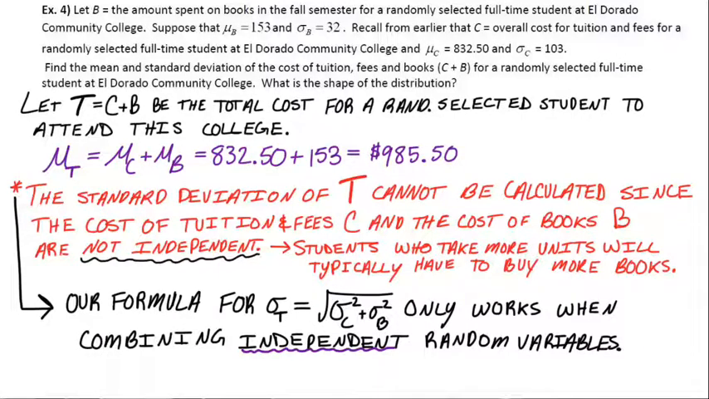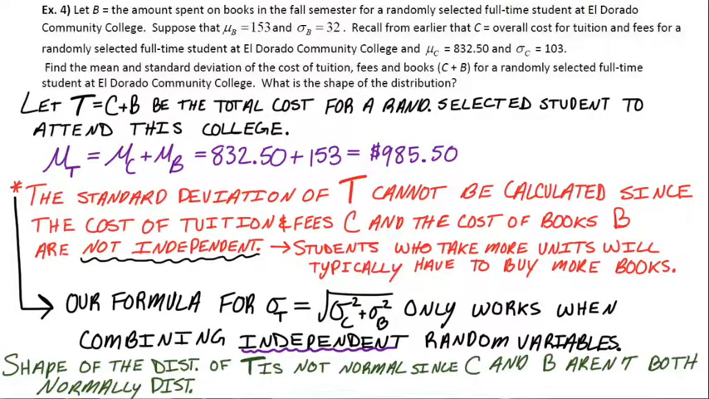And then as far as the shape of the distribution goes for T, we really can't comment because of the shapes of C and B. So we could say the shape of T is not normal since C and B aren't both normally distributed. So we can't say automatically that T is normally distributed. In fact, we can't really comment on its shape at all unless we find the shape of C and the shape of B and then look at the shape of T. But for sure we know that T is not normal, right? We can't take two non-normal things and expect to get a normal thing out of it, at least in this case.